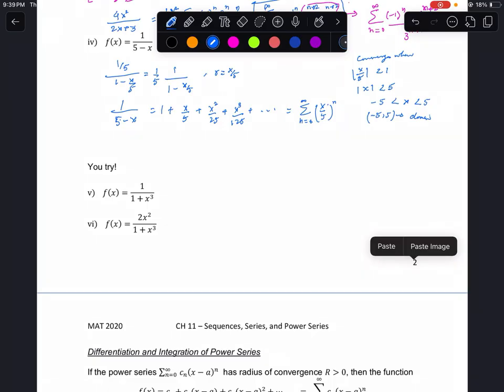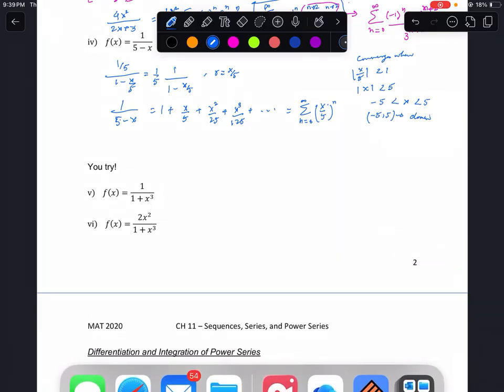Power series are functions, or a function can be represented by a power series. So if a function is differentiable, and when is it differentiable? When it is continuous. So if the function is continuous, it means the power series is continuous, and then also they are differentiable and they are integrable, like the functions are.